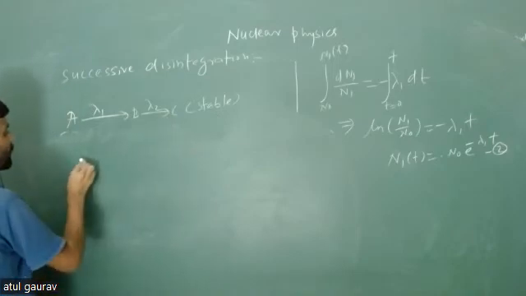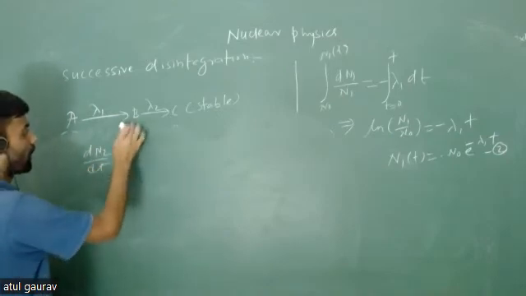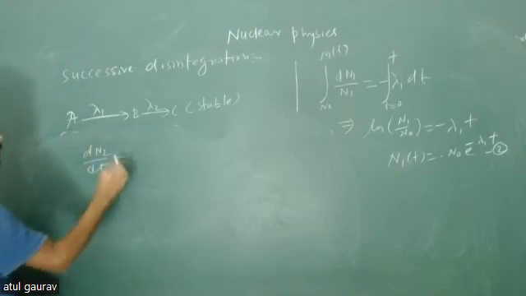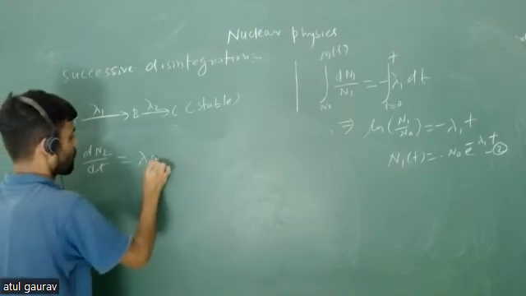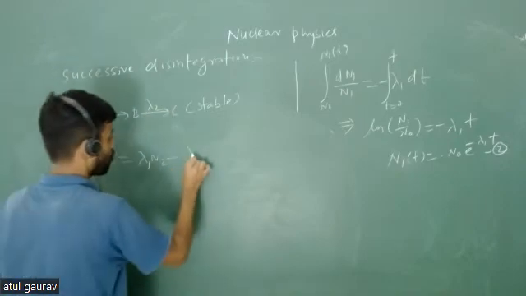So what you can write, the decay rate for B: these two things are happening at the same time, right? It is producing at the rate lambda 1 n1, so obviously the sign will be plus, right? And it is decaying with a rate lambda 2 n2.